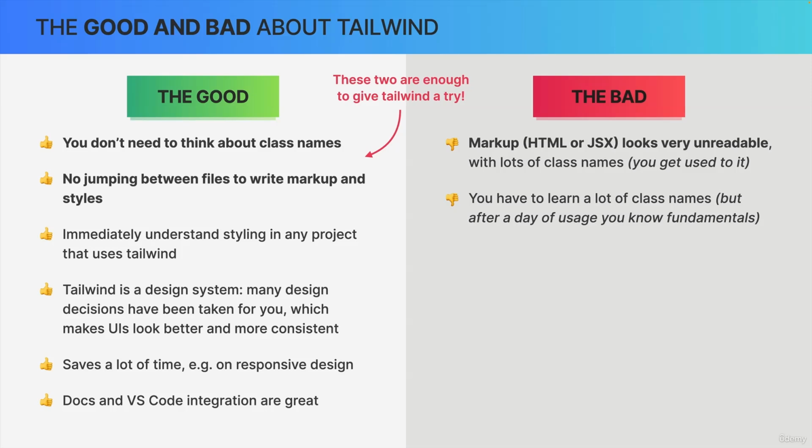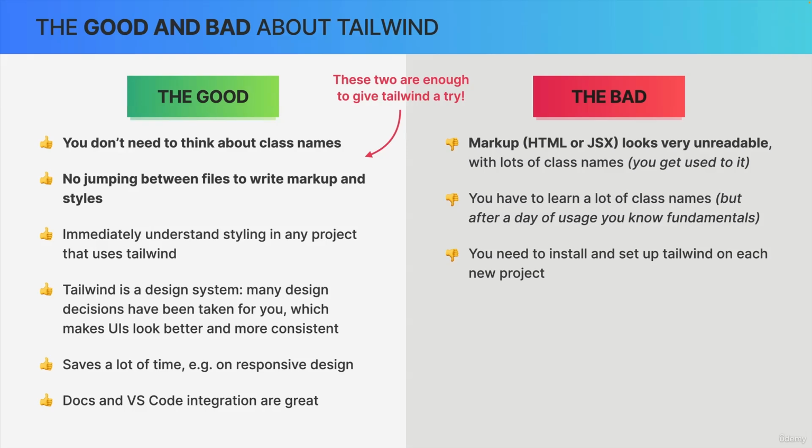But luckily for us, these classes are really well named and quite intuitive. And so, again, after a day or two, you will have automatically memorized the most important class names that you use all the time. Another downside of Tailwind is that you need to install and set up Tailwind on each new project, which will always take like 5 or 10 minutes.